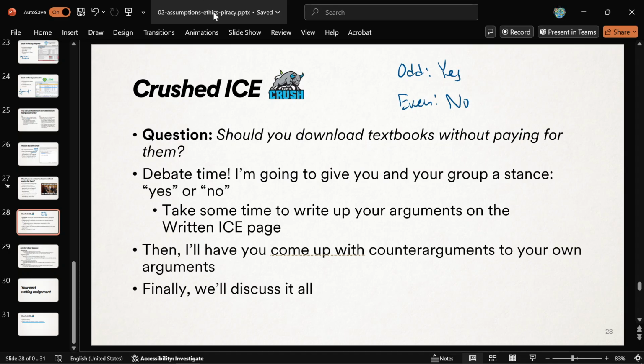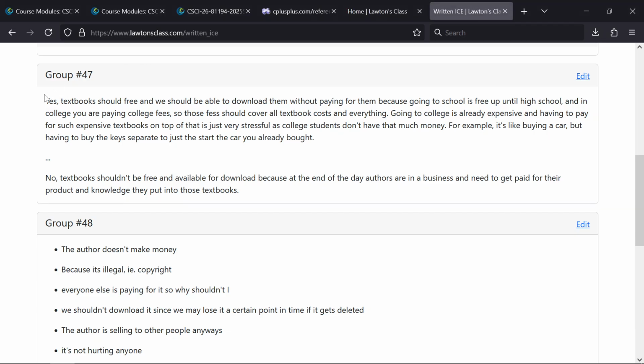If we're in group 47, that means we're an odd group saying yes. We said we should download textbooks. They should be free, and we should be able to download them. Education is free up until high school. That's a good idea. Maybe knowledge should be free. That's a great argument. In college, you're paying those fees, so that should have gone to the textbooks anyway. That's another good argument.